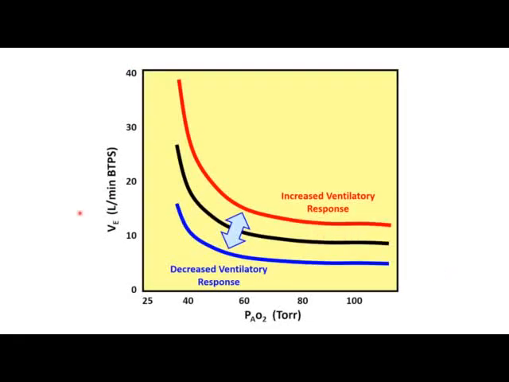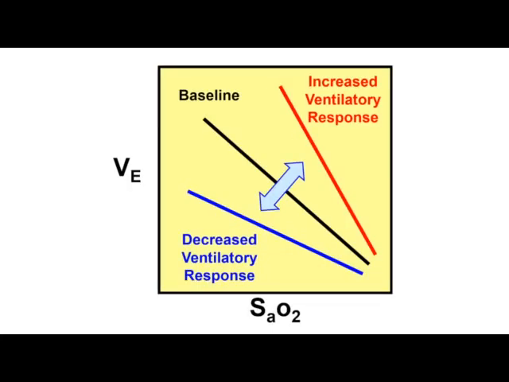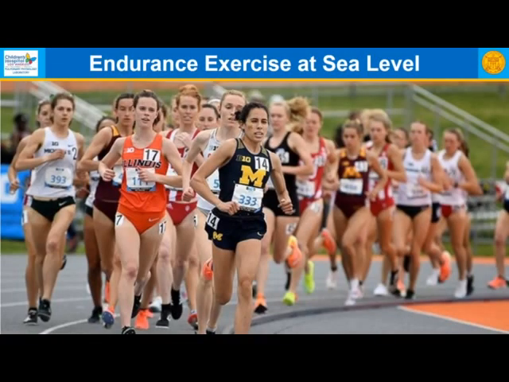So this is the hypoxic ventilatory response plotted against PO2, and so an increased ventilatory response would be a movement of this line up, a little bit steeper. A decreased response would be a movement of the line down. And again, minute ventilation versus saturation, an increased response would be a steeper line, a decreased response would be a flatter line. So what about endurance exercise at sea level?